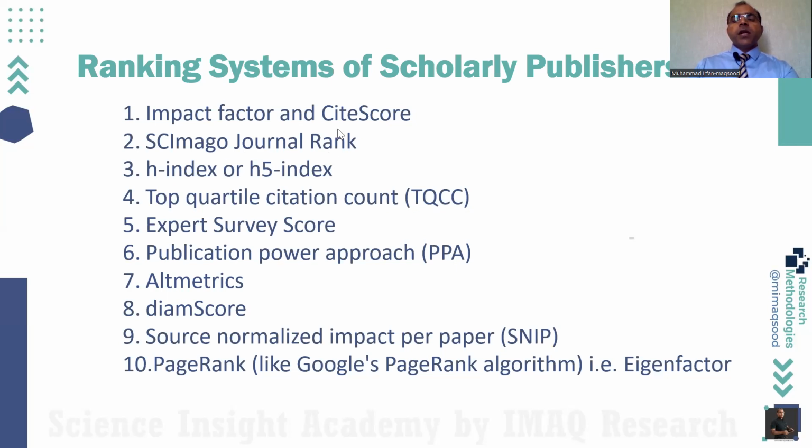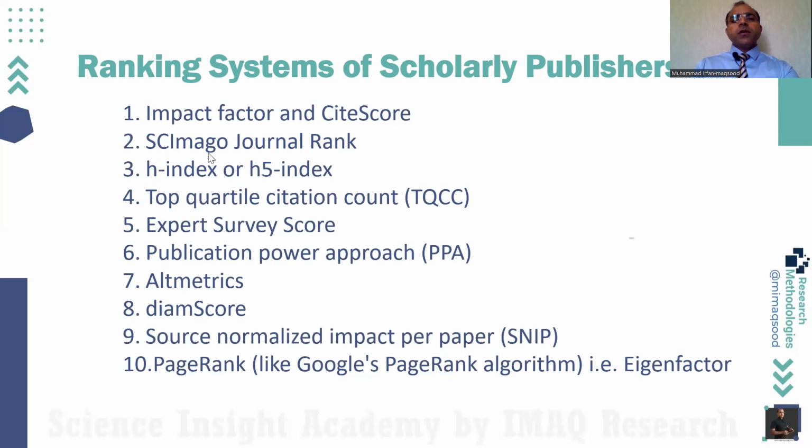The impact factor is assigned by Thomson Reuters and Web of Science, and the CiteScore is assigned by Scopus. These factors are based on citations, a kind of average citations. So these are the important, globally recognized ranking systems of scholarly journals. For example, a journal with an impact factor of 1, 2, 3, 4, 5 to 100 plus.